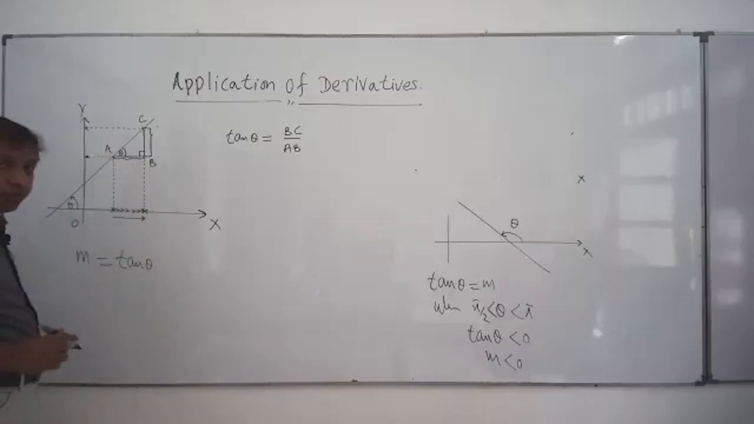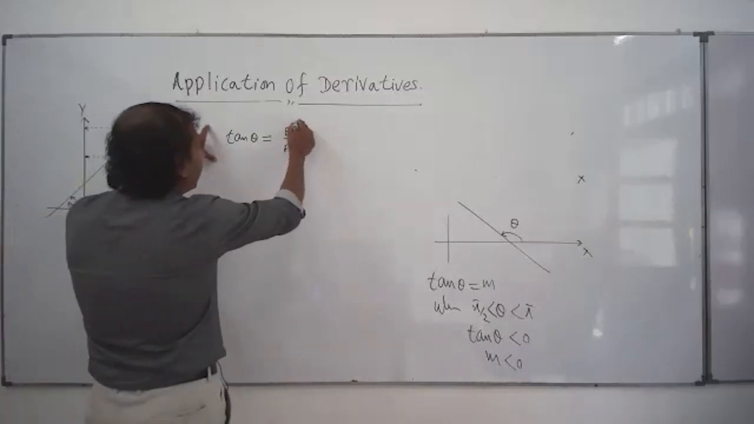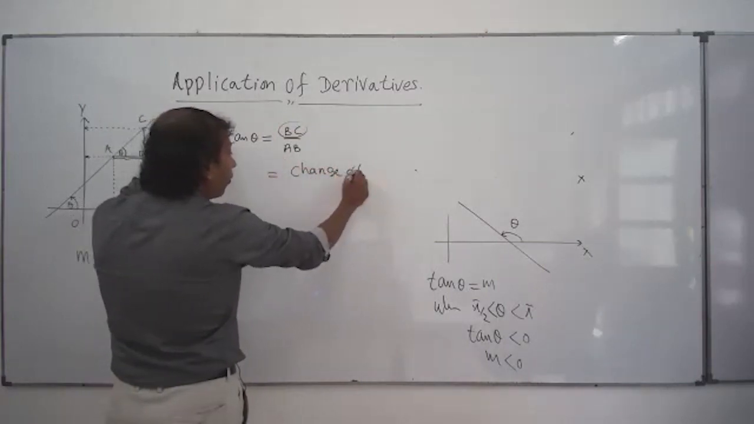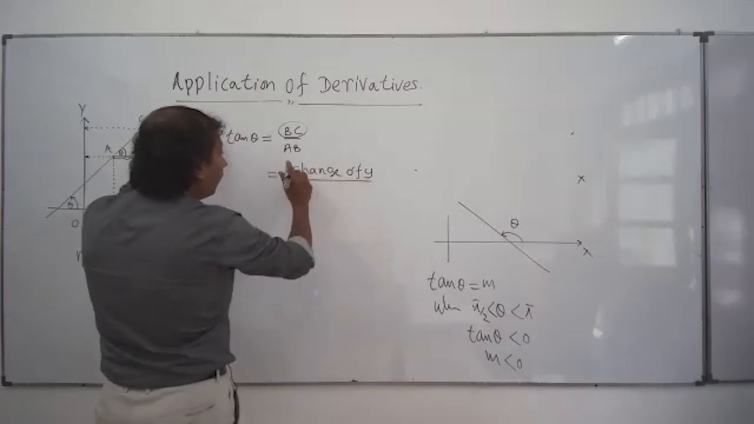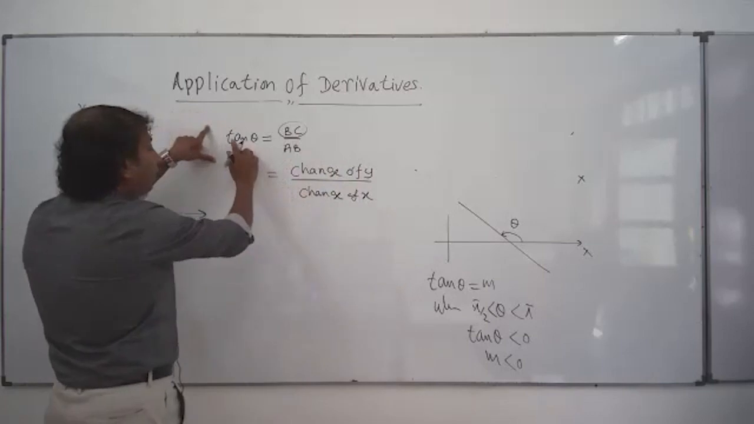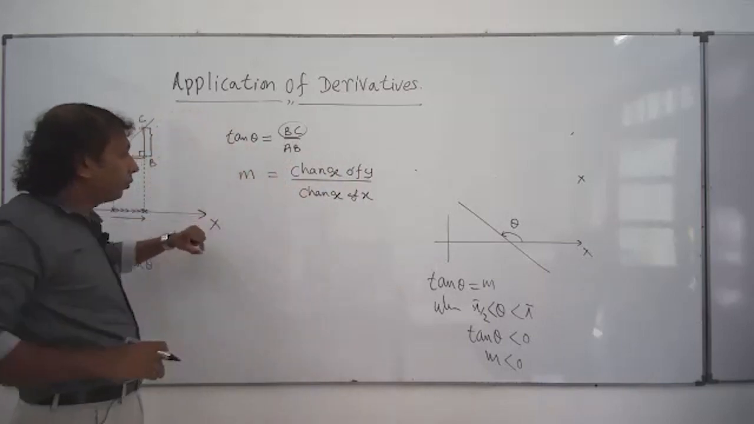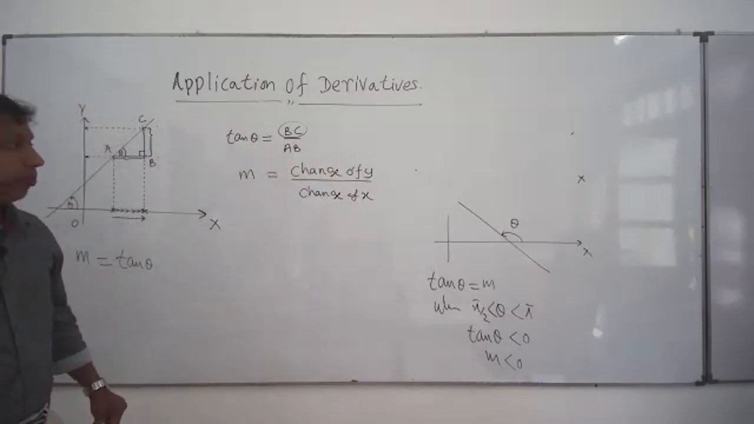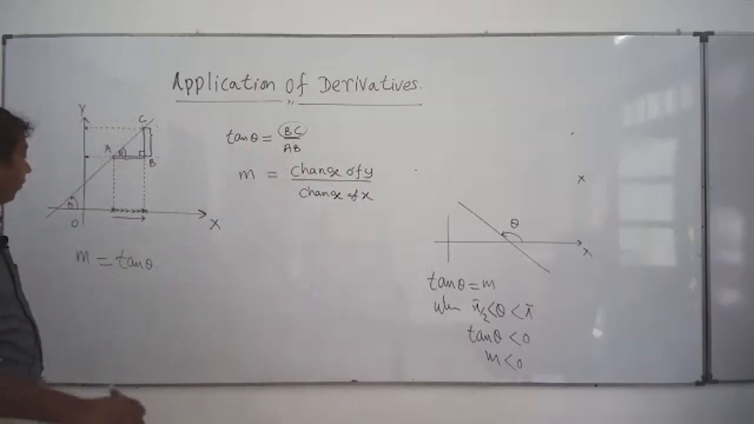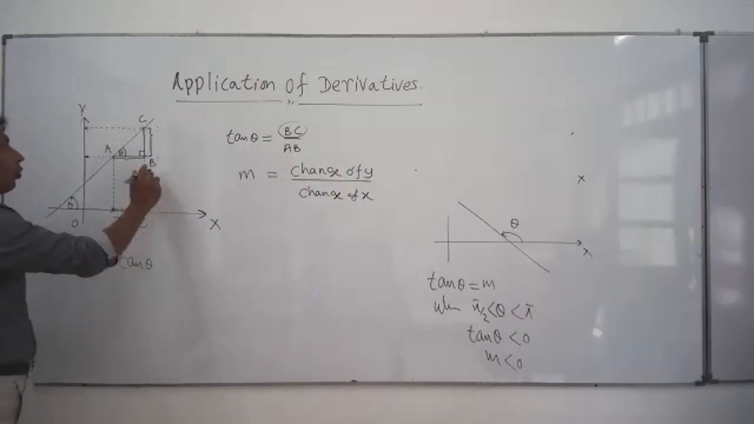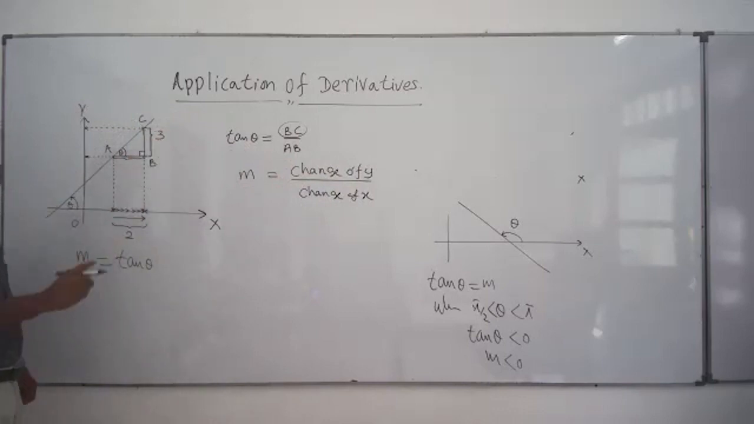This AB means change of x. People, then I can write this one as change of y. AB means change of x. Tan theta means the gradient. So therefore, gradient is equal to change of y divided by change of x. Understood? Now suppose this change of x is 2 units. The corresponding change of y is, suppose, 3 units. That means BC is 3, this AB is 2.